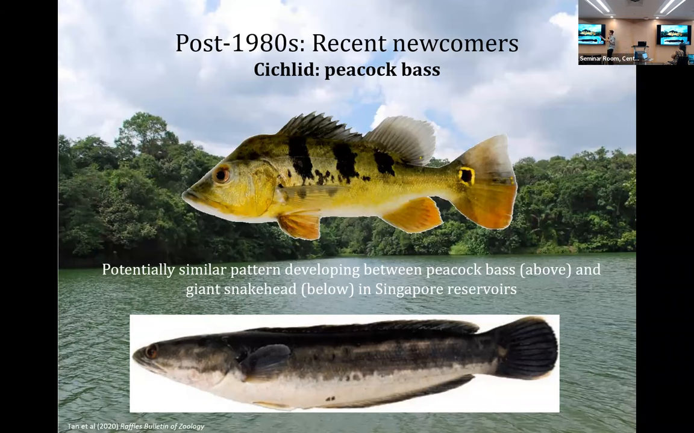But they also possibly have what we call intraguild predation, which means maybe this guy, instead of going after the adults, is feeding on the young. Because they will protect the young, but then these guys will be on the edges, probably trying to prey on the young.